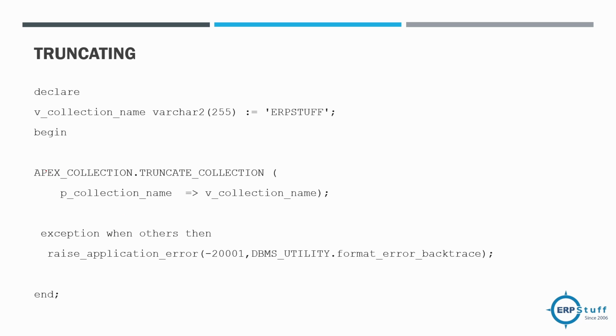Truncating. Okay, now there is a possibility that, for example, you have used your collection and you want to truncate it. So you will just use this, right? And the rest is your parameter, the same way, right? Nothing else. So it will truncate. It will not delete your collection. It will only truncate. It will remove the members. A member is nothing else but one row of data.